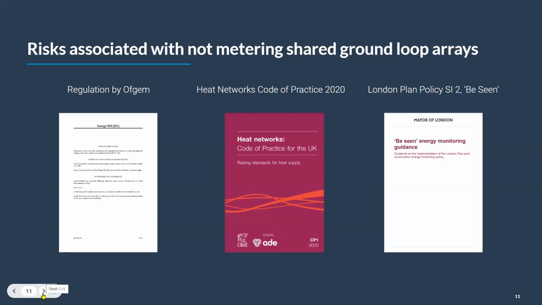And thirdly and lastly, I just wanted to mention the London Plan Policy SI2B, which affects developments only in London. The Greater London Authority has set out a requirement for all major proposed developments to monitor and report on their actual operational energy performance for at least 5 years. Without this, planning consent may be at risk. This requires heat suppliers to go beyond the requirements of the metering and billing regulations and collect and report on heat network performance data regardless.